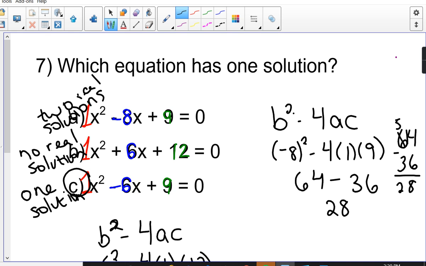And why did I say that some of you might have looked at this and known that right away? That's because some of you might have recognized that x squared minus 6x plus 9 is a perfect square. And if we have a perfect square equal to 0, then it's going to have one solution. It's like having two of the same factors equal to 0. They both give you the same one solution. Okay, so whichever way you understood that, this is the one where the discriminant was 0. So this is the choice. Choice C is the one that has just one solution.